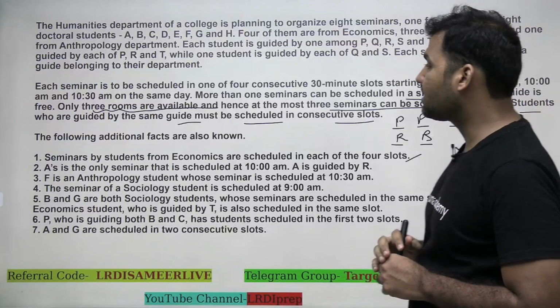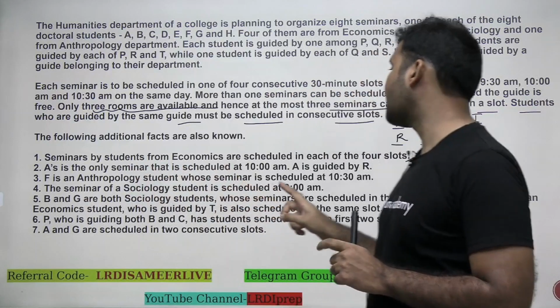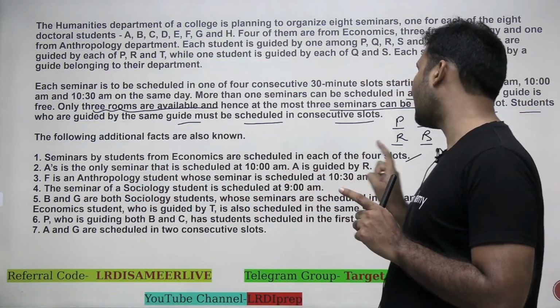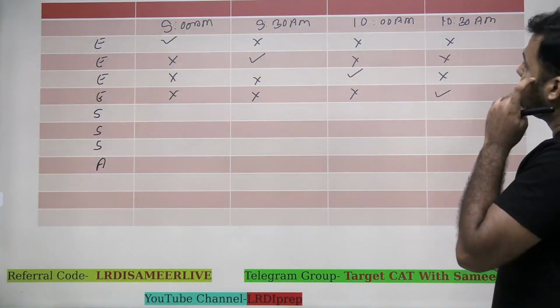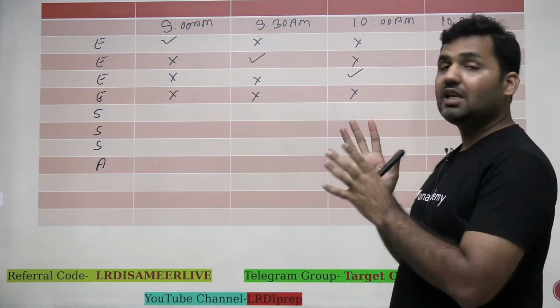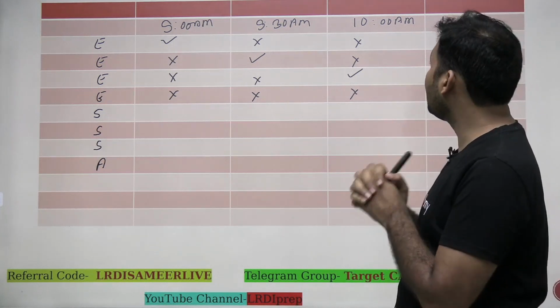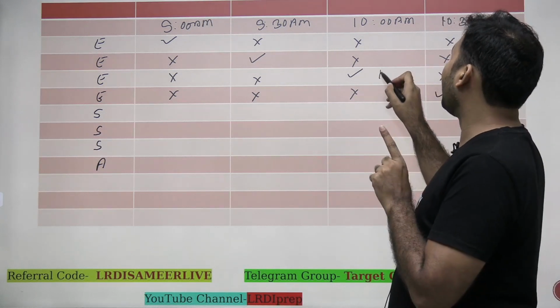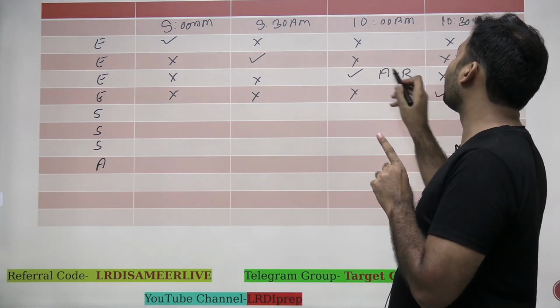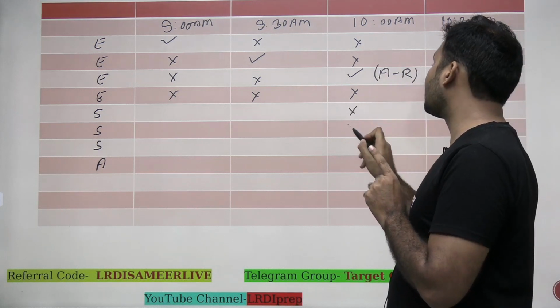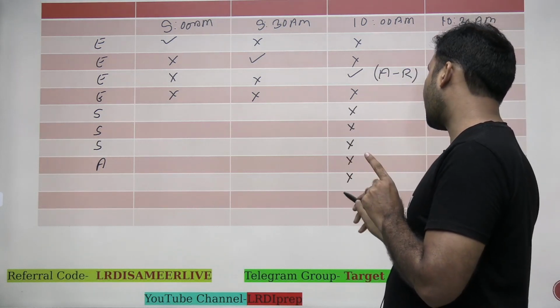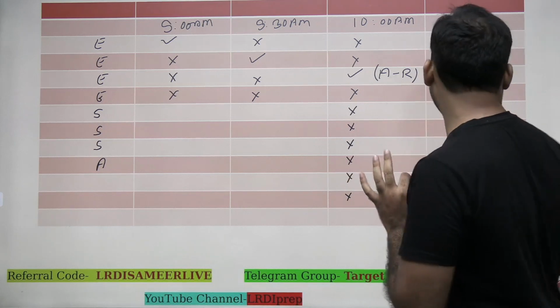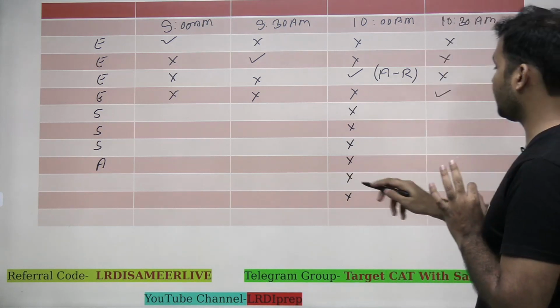Now next it says A is the only seminar that is scheduled at 10 a.m. and A is guided by R. So at 10 a.m. there is only one seminar happening, and that is A's, and A's professor is R. That means no other seminar can be conducted at 10 a.m. This is the only seminar that you can conduct here, right?